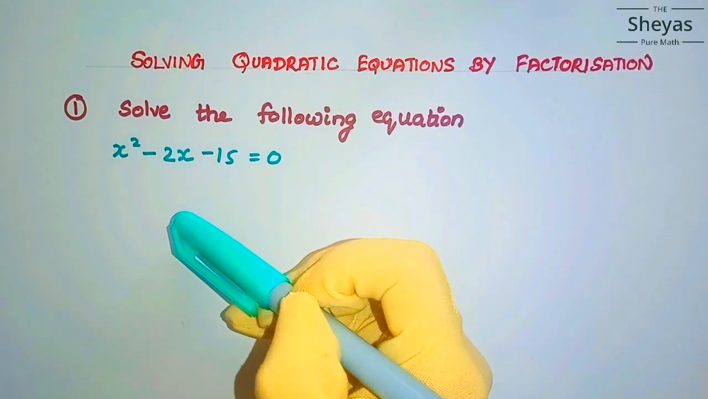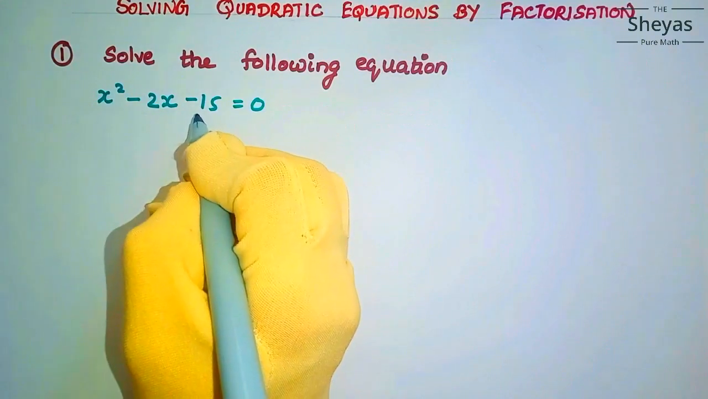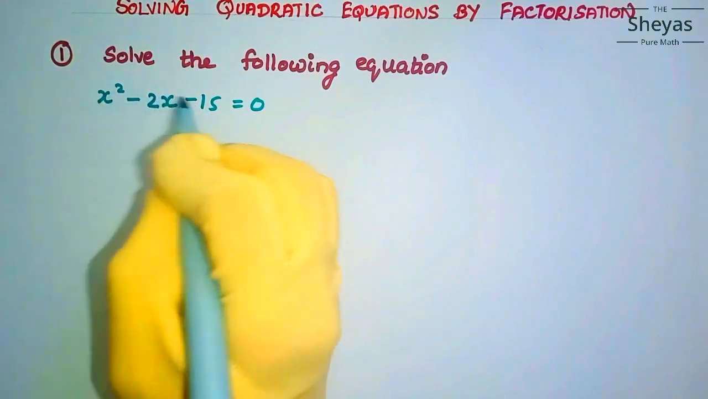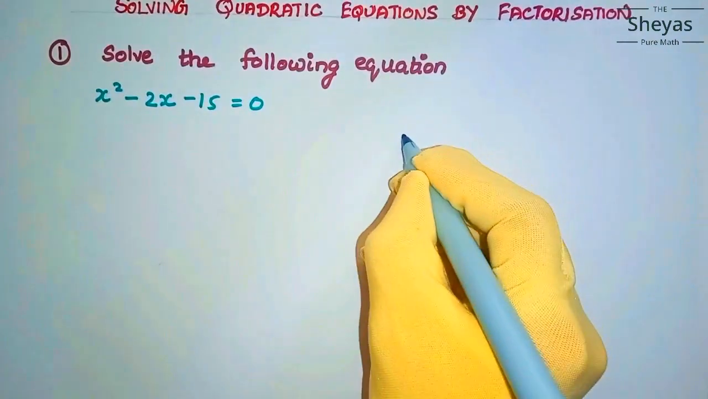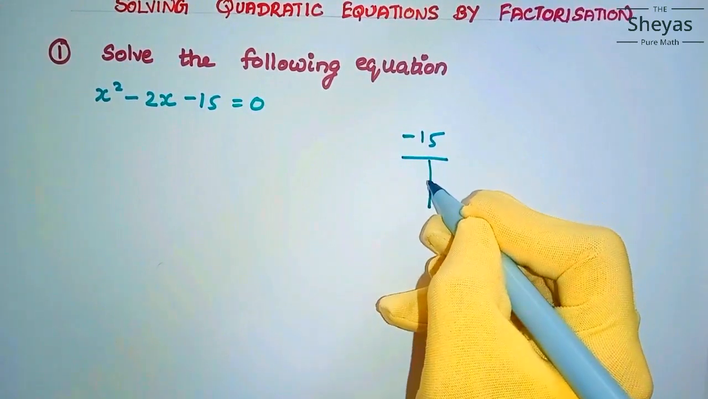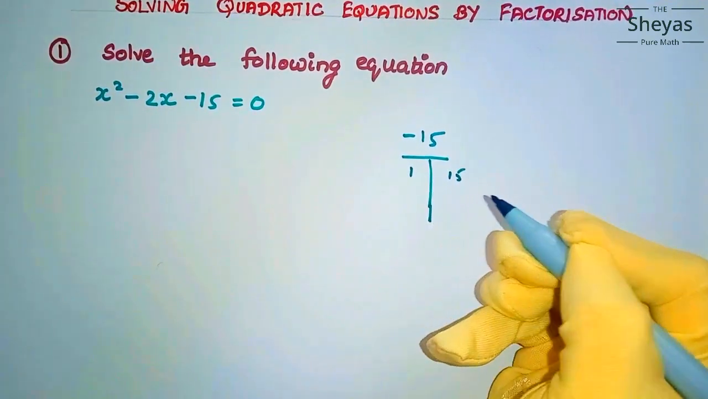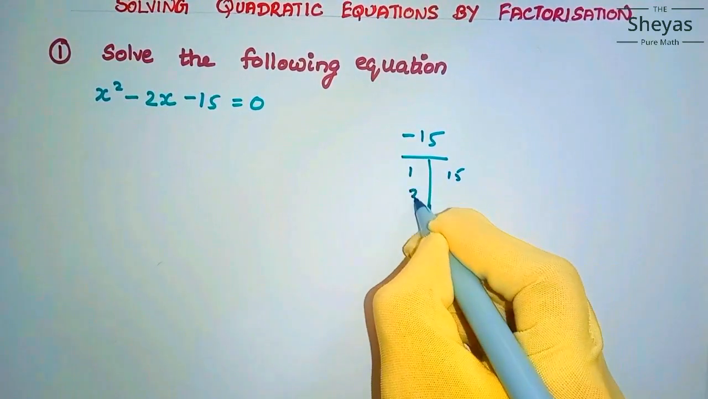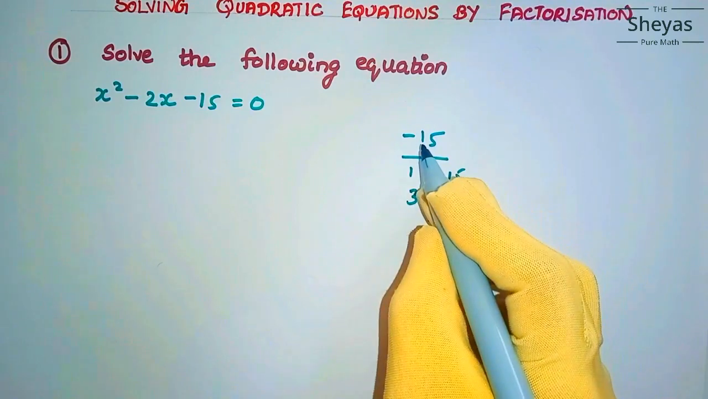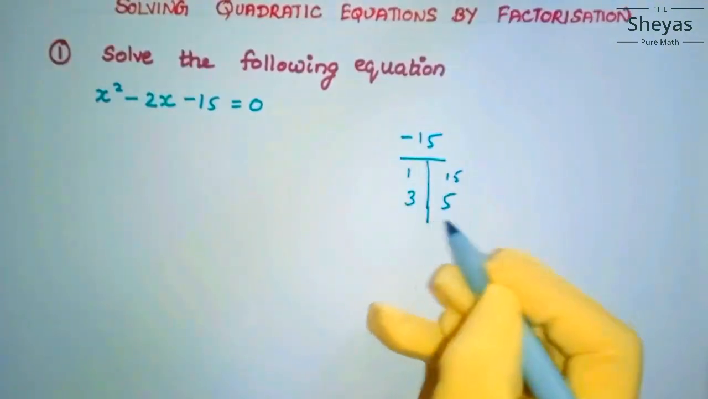Let us start. In the place of A, you have 1, in the place of B, you have minus 2, and in the place of C, you have minus 15. We have already learned factorization. In that, what we have done: A into C, that is 1 into minus 15, is minus 15. Then you have to find the terms for factorization. So 1 and 15, and 2: we cannot divide 15 by 2, 2 is not a factor of 15. Then 3 and 5, 3 fives are 15. So what is our rule? When we multiply, you have to get this term, and when you add or subtract, you have to get this term. Accordingly, you have to select the terms.